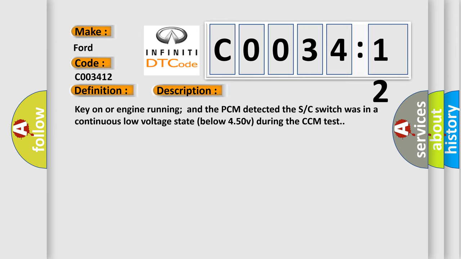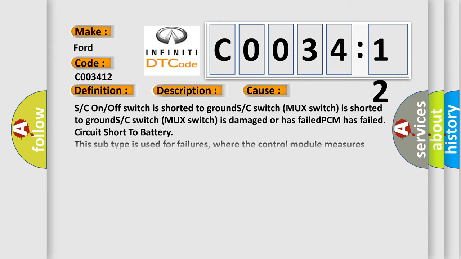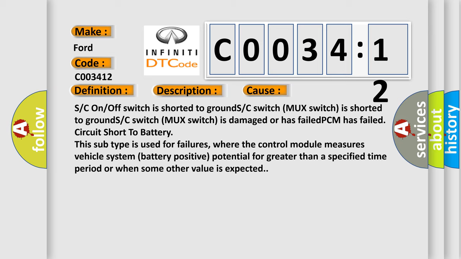This diagnostic error occurs most often in these cases: SC on or off switch is shorted to ground, or SC switch MUX switch is shorted to ground, or SC switch MUX switch is damaged or has failed, PCM has failed, circuit short to battery. This subtype is used for failures where the control module measures vehicle system battery positive potential for greater than a specified time period or when some other value is expected.